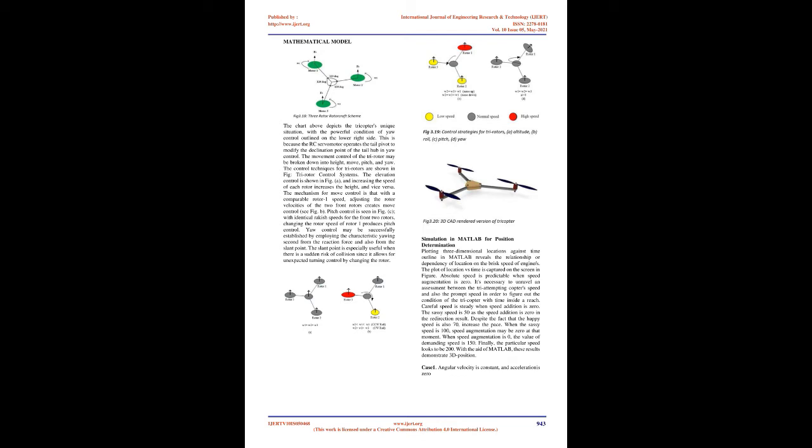The motion control of the tri-rotor may be broken down into altitude, roll, pitch, and yaw. The control techniques for tri-rotors are shown in Fig. Tri-rotor control systems. The altitude control is shown in Fig. A, and increasing the speed of each rotor increases the height, and vice versa. The mechanism for roll control is that with a comparable rotor 1 speed, adjusting the rotor velocities of the 2 front rotors creates roll control, see Fig B. Pitch control is seen in Fig. C, with identical angular speeds for the front 2 rotors, changing the rotor speed of rotor 1 produces pitch control.